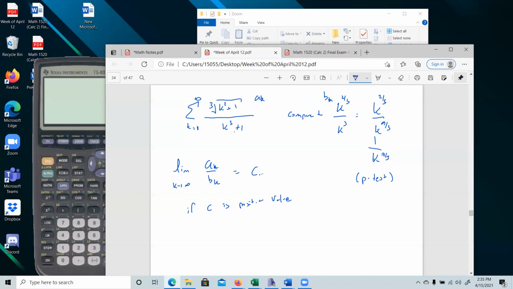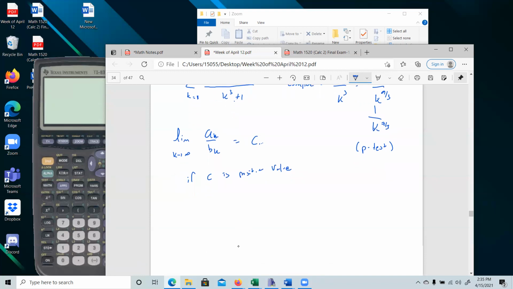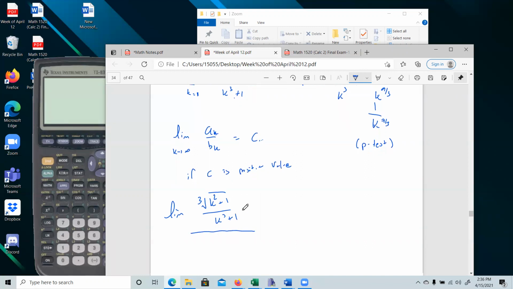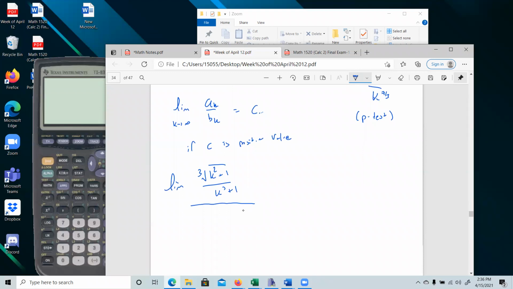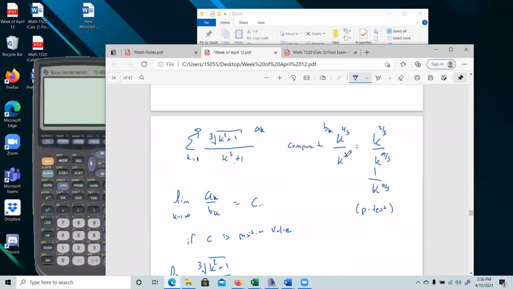Okay, so let's go ahead and work that out. What we're going to do is write down the limit of the cube root of k squared plus 1 over k cubed plus 1, divided by, and I'm going to write it this way, even though I evaluated it earlier, because I want to be able to cancel some stuff.